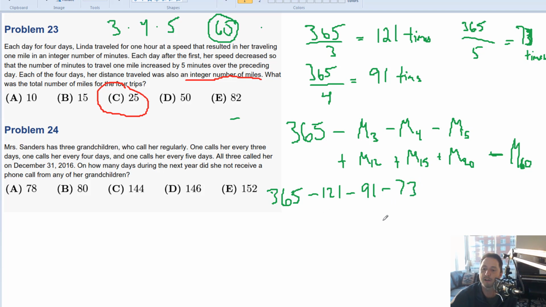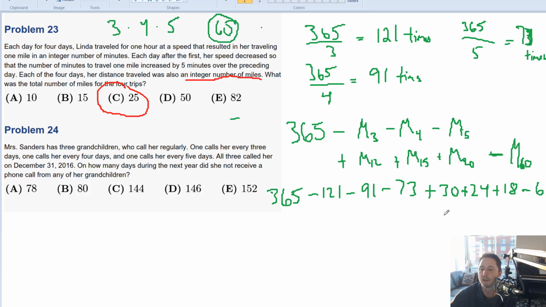Then we're going to add in multiples of 12. There are 30 multiples of 12. How many multiples of 15? 15 goes into 36 twice. I think 24 plus 24. And how many 20s go into that? 20 goes into that, I guess, 18 times. Let me just check. Yeah, something like that. 18 times. Let me check my work. And then we're going to subtract these last 6 days.